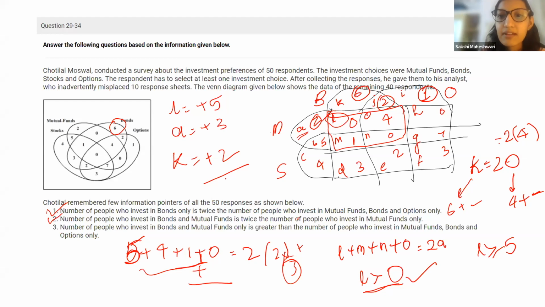So now the new values will become: A will become 2 plus 3, 5. K will become 6 plus 2, 8. And L will become 0 plus 5, that is 5. Is there any issue? You got this?